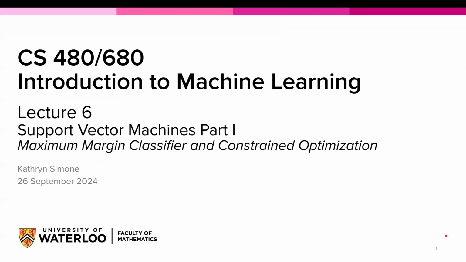Welcome back. This is CS 480, 680 Introduction to Machine Learning, as taught at the University of Waterloo in fall 2024. And this is lecture 6, which is support vector machines. It's going to be the first part of a multi-part lecture. And today we're going to talk about maximum margin classification and constrained optimization.